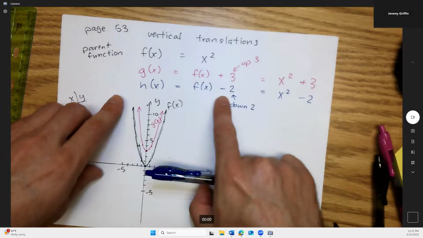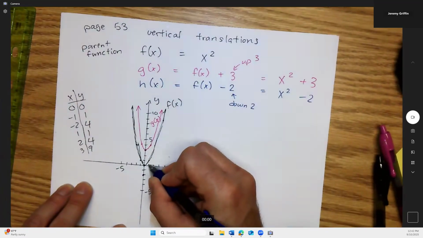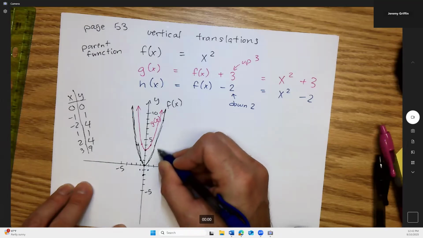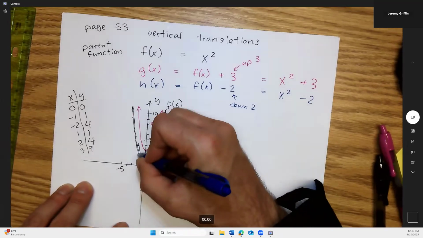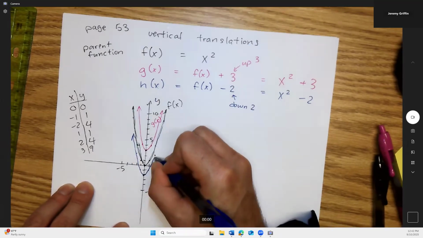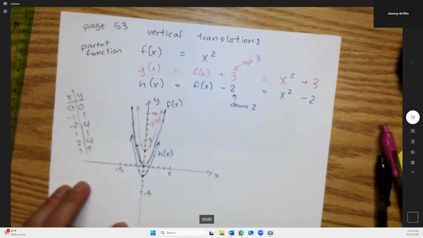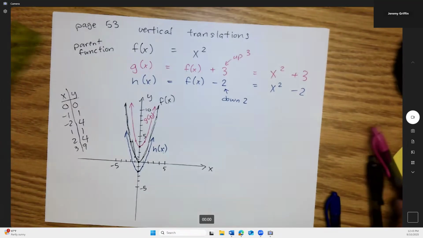So that should be the parent function just shifted down 2. The whole thing shifts down 2. This was the point 2, 4. If that shifts down 2, it brings it down about here, and same thing on the side. So it should look like this blue curve here that I'll label h of x. So that should be true, but is it?